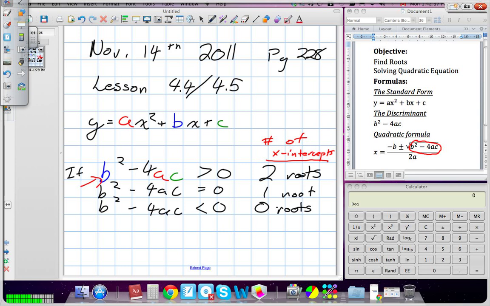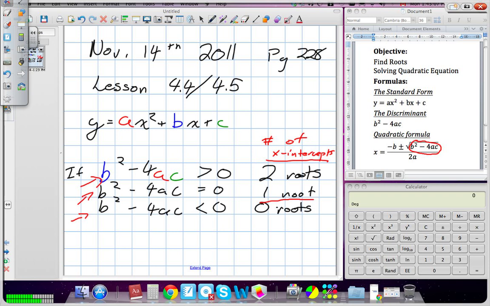If it is equal to 0, the square root of 0 is 0, so that means we won't have to split the quadratic formula. There's only going to be one root, and if there's one root, that means the vertex is touching the x-axis. And finally, if it is less than 0, that means we have a negative under the square root. We can't square root a negative number, therefore we have no x-intercepts. Okay? So, we're going to actually do a couple questions like this.